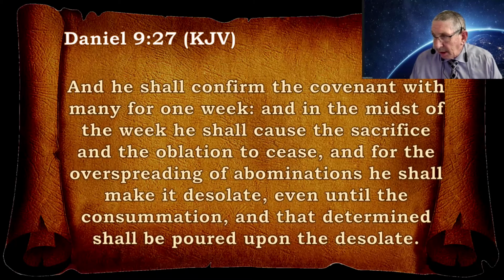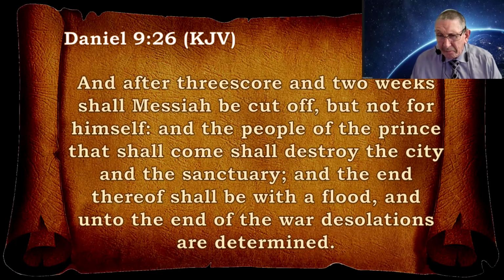Let me just go back to 26 for one second. What it says here, and the people of the prince that shall come, it's a future date, shall destroy the city and the sanctuary. And so this is an evil person they're talking about here. It destroys the sanctuary and the city, and it ends up being Rome. Rome destroyed it in 70 A.D. And the end thereof shall be with a flood, and unto the end of the war desolations are determined.